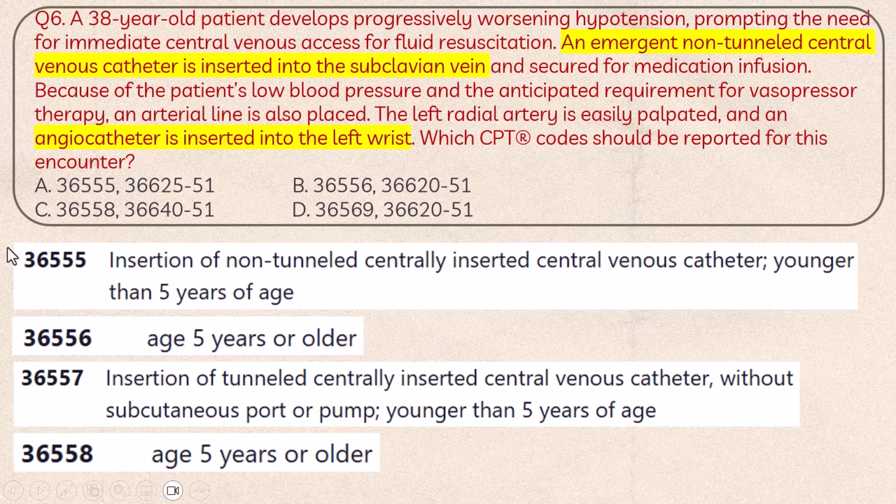The code 36555 is insertion of a non-tunneled centrally inserted central venous catheter, younger than 5 years old. But in our case the patient is 38, so more than 5 years. The next code, 36556, is for age 5 years or older. The first procedure is an emergent non-tunneled central venous catheter, so insertion of a non-tunneled central venous catheter, 5 years or older. So the correct code will be 36,556. You can select answer B as the final answer, but you have to check the other codes as well. So let's check the other code.